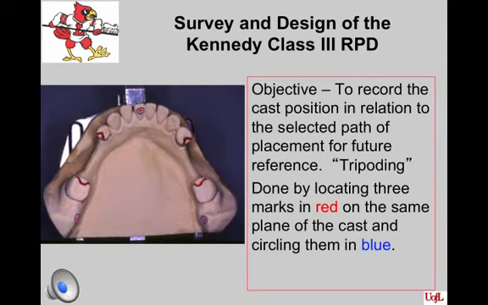With the use of the surveyor, we will record the cast position in relation to the selected path of draw for our future reference and for the laboratory technician. This is called tripoding the cast. It's done by locating 3 marks in red that are on the same plane of the cast, and then we circle those marks in blue.